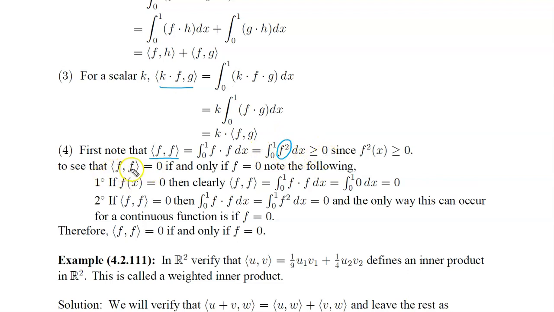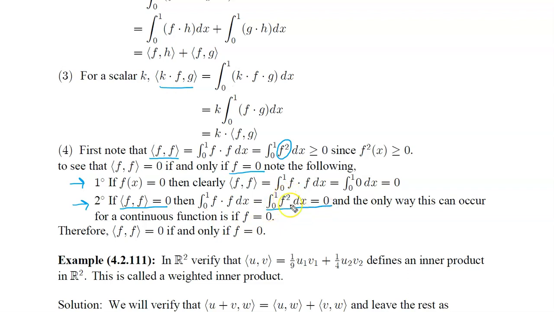And also notice that the inner product of f with itself is equal to 0 if and only if f is the 0 function, because of these two results that we have right here. If we go in this direction first, if f is equal to 0, then clearly the integral from 0 to 1 of f times f is 0. So the inner product of f with itself is 0. And if the inner product of f with itself is 0, well, then that means that this must hold.